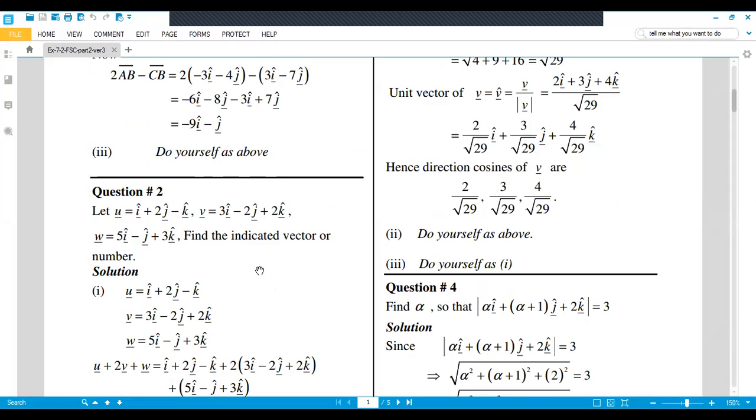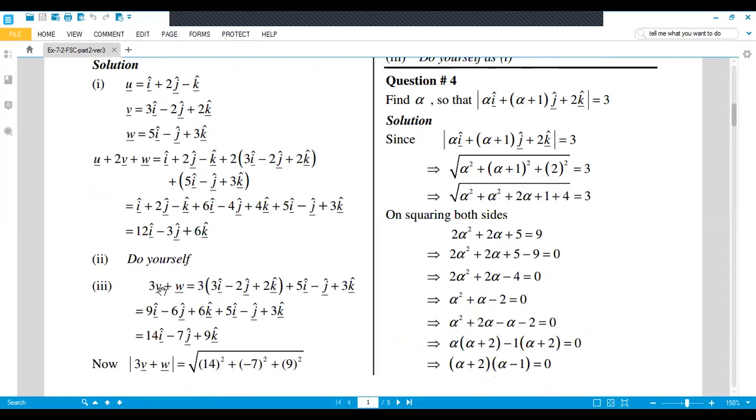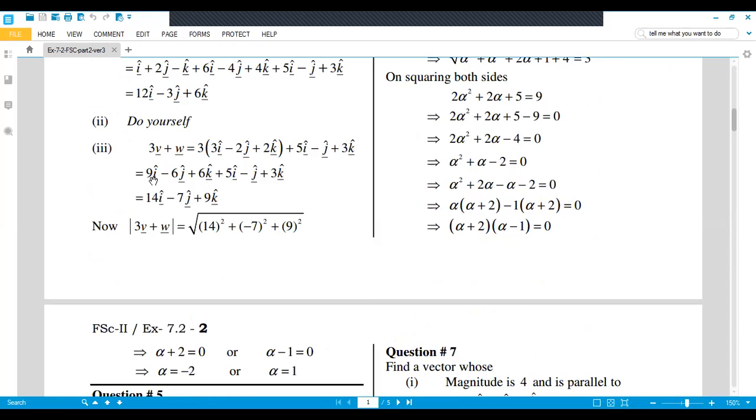The third part of question number 2 is included. In question number 2, you are given u = i + 2j - k, v = 3i - 2j + 2k, and w = 5i - j + 3k. Find the indicated vectors or numbers. You have to find the vectors and numbers. The third part is included in your syllabus. The third part is the absolute value of 3v + w.